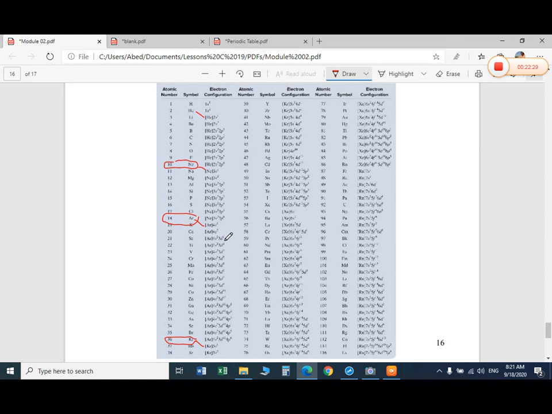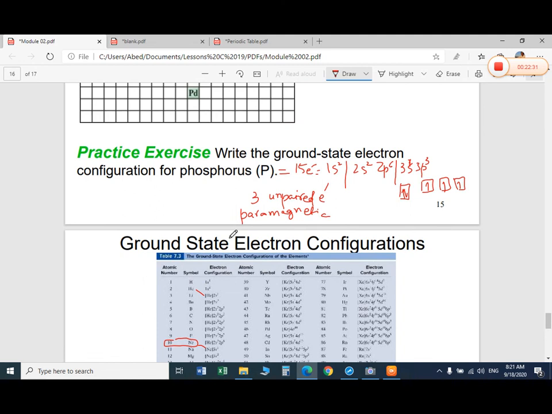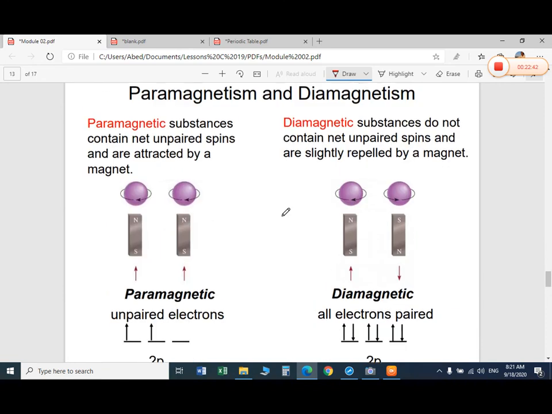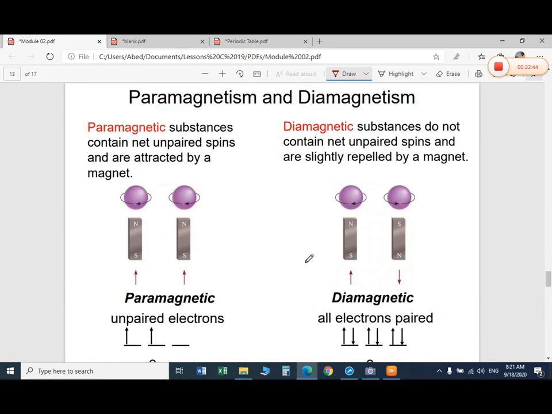So the main thing here is to learn the orbital diagram, and to check how many unpaired electrons there are, and to decide which one is paramagnetic and which one is diamagnetic on the basis of unpaired or paired electrons. So I hope you understand this lesson today. It will be easy for you. This is the end of module number 2. Okay, see you in the next module.